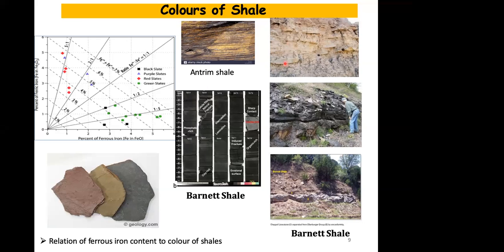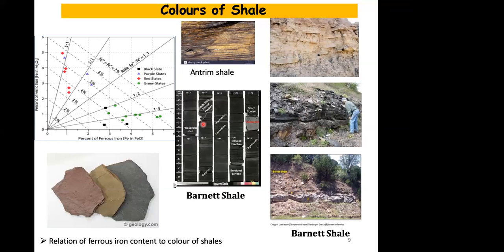These are the examples. These images are from Barnett shale. You can see color variation from the same shale formation. How much variation in color you can see. The first one is gray, the second one is black, and the third one is almost brown.